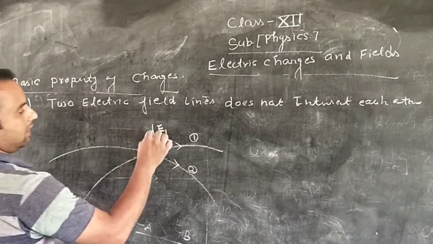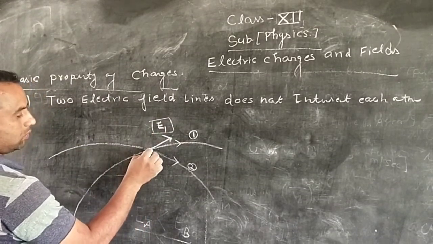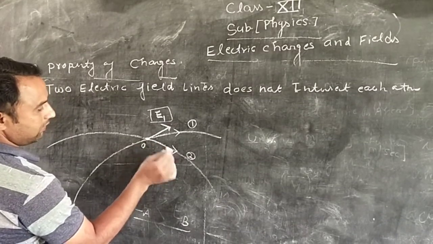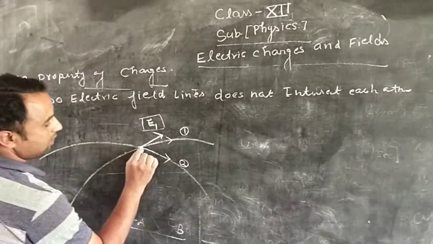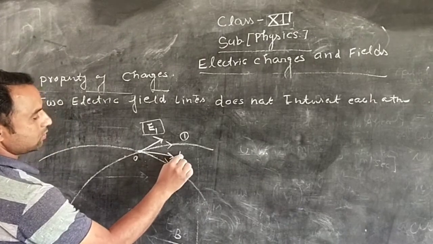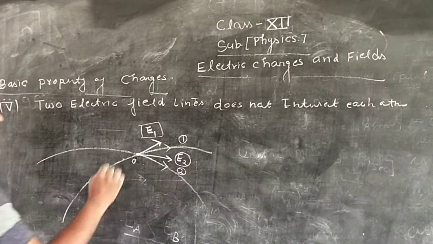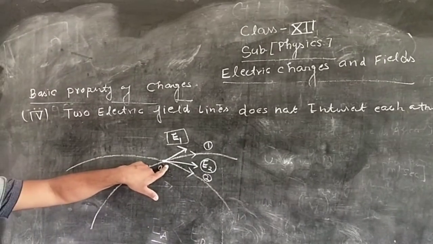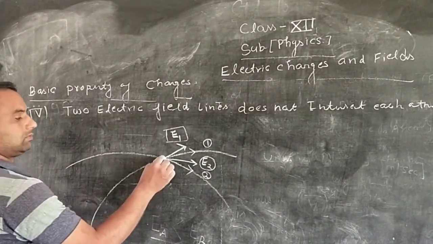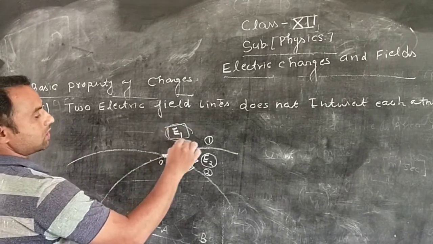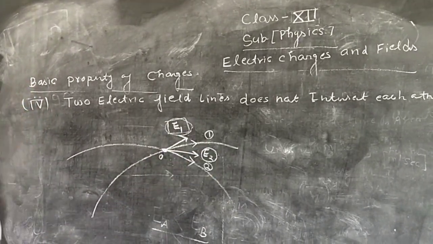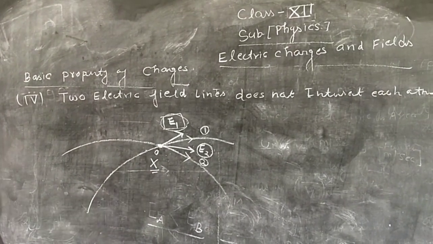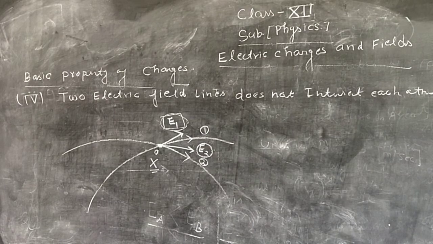Here this is the electric field direction at this point O. Now this is the other curve, and we draw the tangent line here, and this shows the direction of the electric field at P2. But the point of intersection is the same for both electric field lines, a single point. At a single point, two directions of the electric field are never possible, and this is the problem, and hence we conclude that two electric field lines never intersect each other.